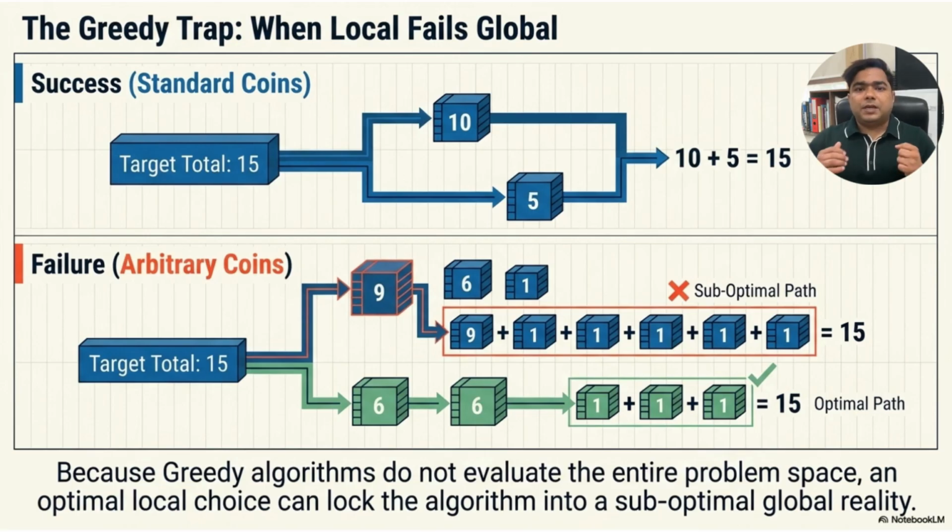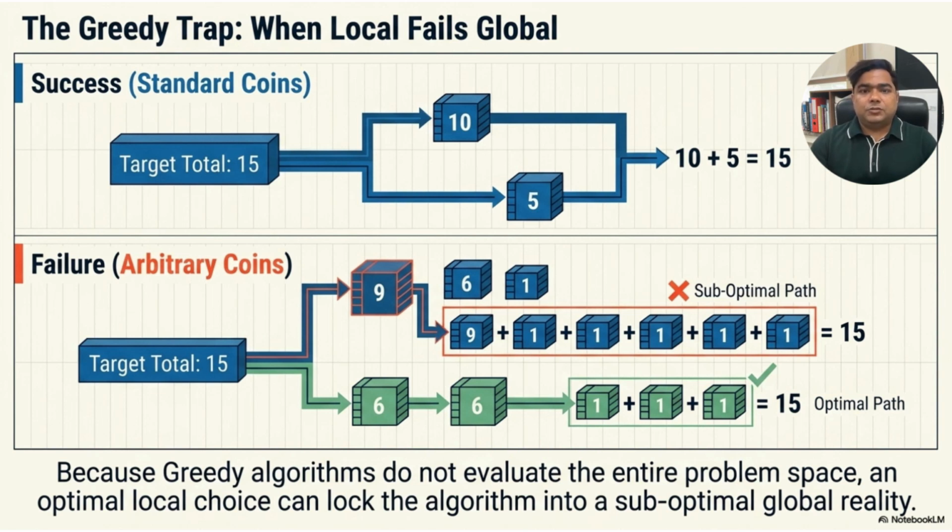This slide shows the main weakness of greedy algorithms. In the first example, greedy works well. The target total is 15 and the available standard coins include 10 and 5. The greedy algorithm first chooses 10, then chooses 5. 10 plus 5 equals 15. This is optimal. But in the second example, greedy fails.